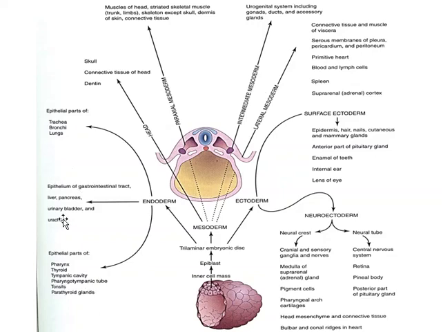While the endoderm gives rise to the epithelium of the gastrointestinal tract, liver, pancreas, urinary bladder, and urachus. Also, the epithelial part of the pharynx, thyroid gland, tympanic cavity, pharyngotympanic tube, tonsils, and parathyroid glands.